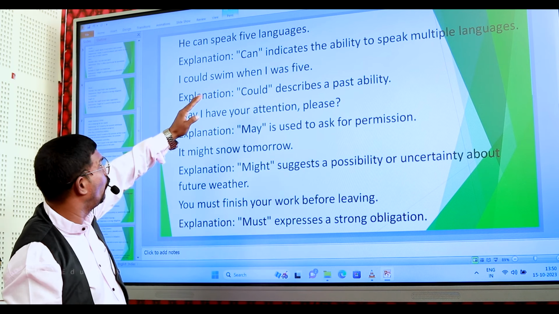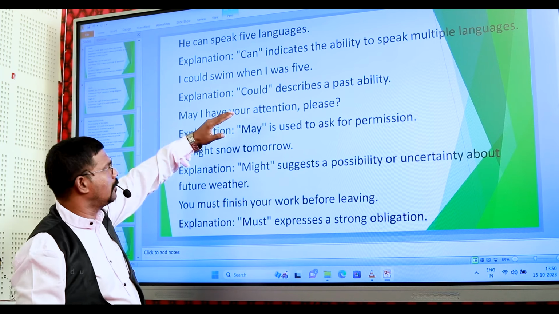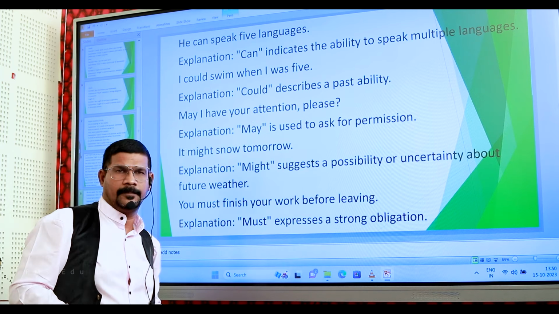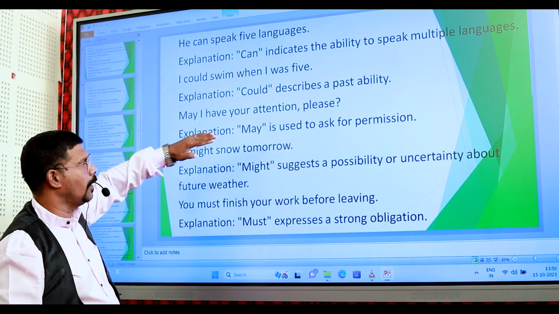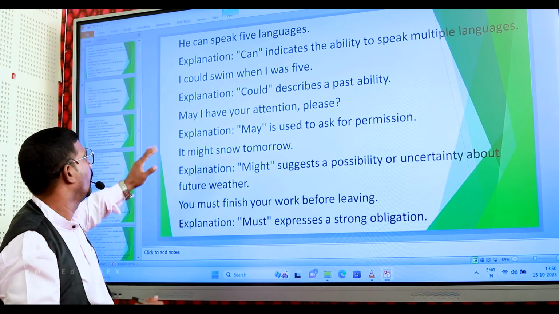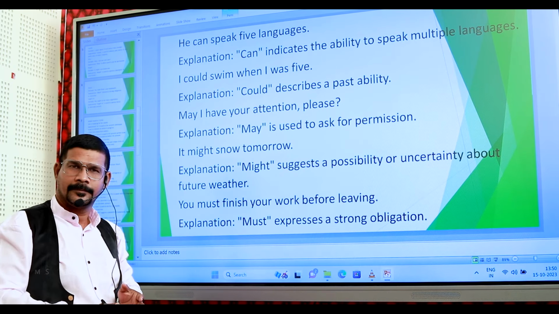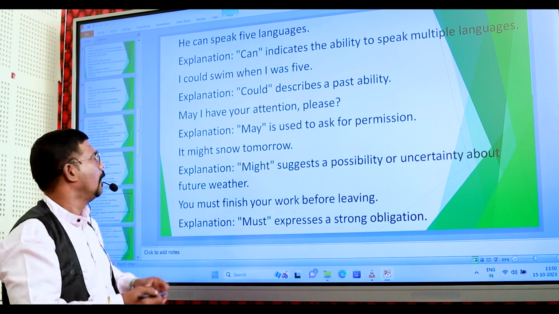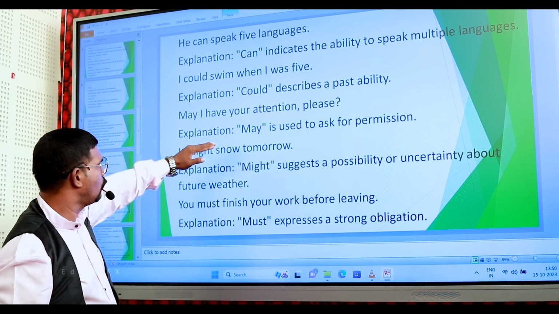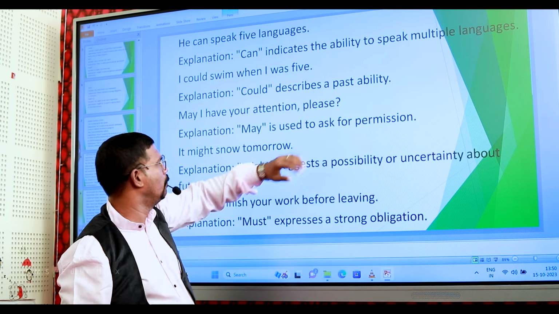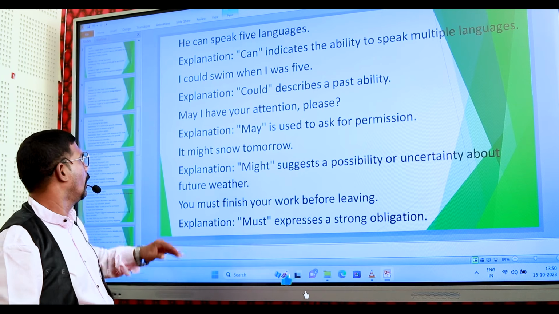I could swim when I was 5. Explanation, could describes a past ability. Can is a present ability. Could, we can use for a past ability. May I have your attention, please? Viewers, I'm asking you, may I have your attention, please? Explanation, may is used to ask for permission. Even for a request, we can use it.